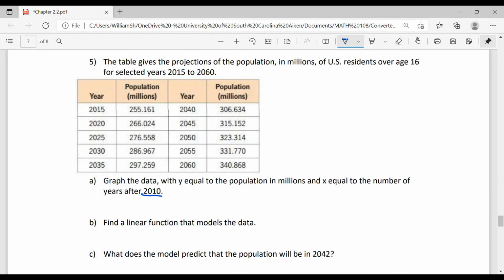First thing I want to do though is align this data with 2010. So this is going to be a 5, 10, 15, 20, 25, 30, 35, 40, 45, and 50. And also for part C, it wants to know what does the model predict the population will be in 2042. That is actually year 32. So that'll be the X value we have to put in for that when we go to the calculator. So I'll see you over at the calculator. Go ahead, pause, type all this data into your calculator because I already have it typed in the calculator when we jump over there.